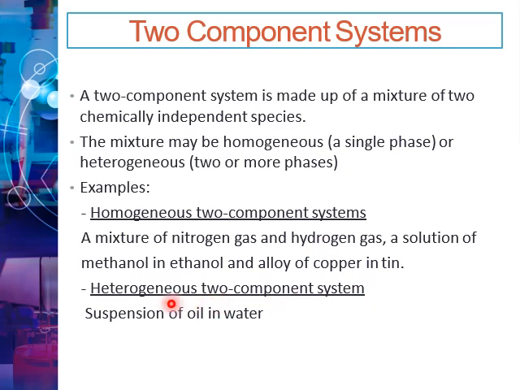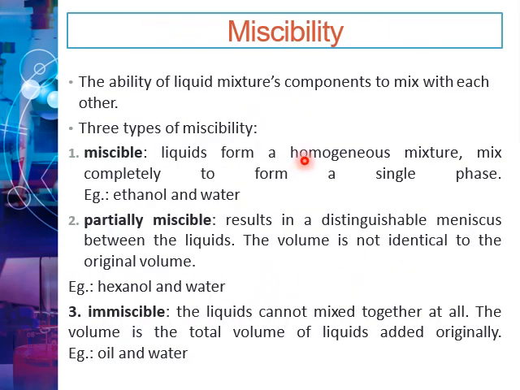Heterogeneous two component systems are those that are not mixed together, producing a two component system such as oil and water, which are clearly immiscible. So we have a few types of mixtures of components.